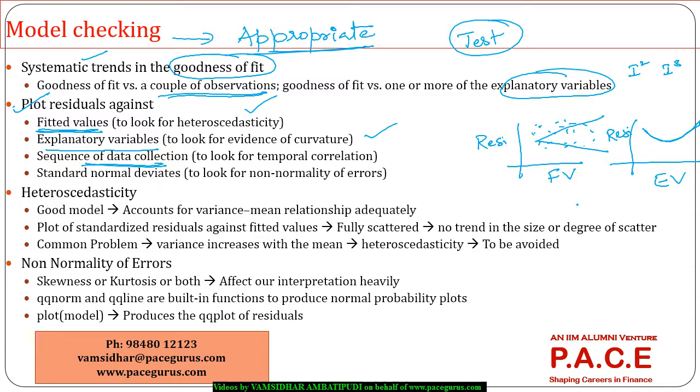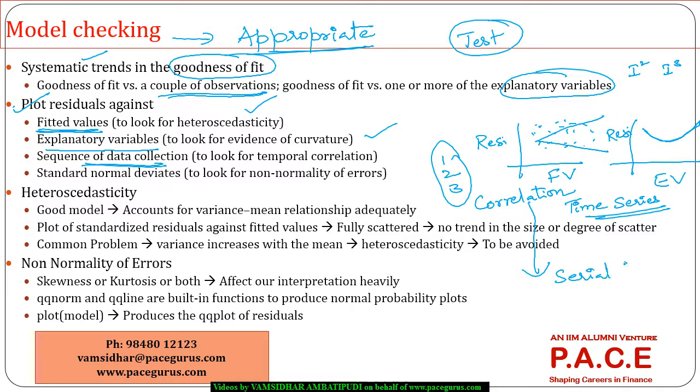Then you take the sequence of data collection. Especially with time series related data, it matters a lot. You can check the sequence of data, probably the first row versus the second row versus the third row. You can check for the presence of correlation across the error terms. If correlation is present across the error terms, that is what we call serial correlation. So we will be checking if there is some kind of serial correlation present in the data.